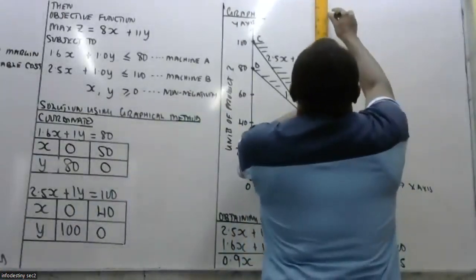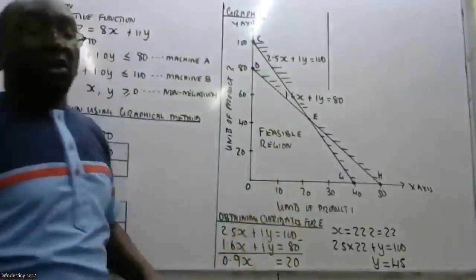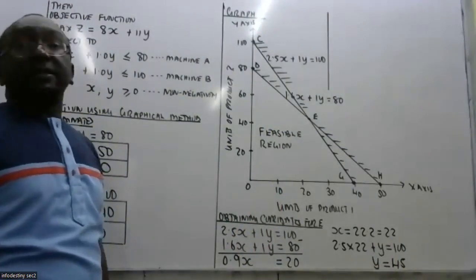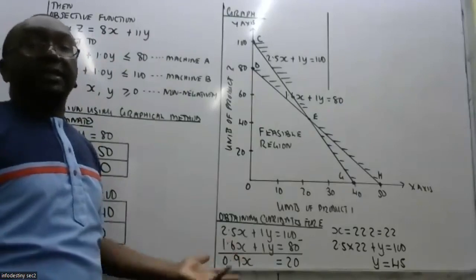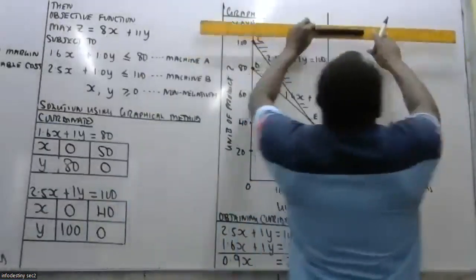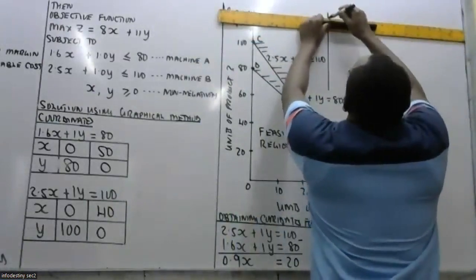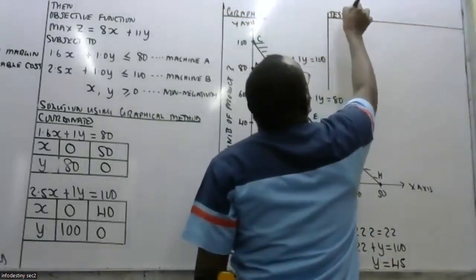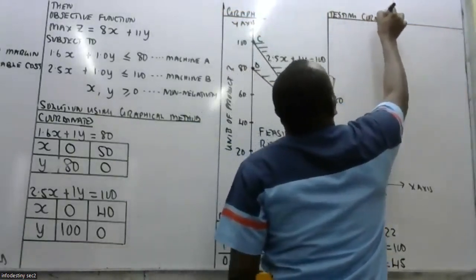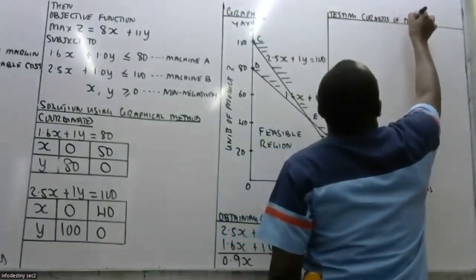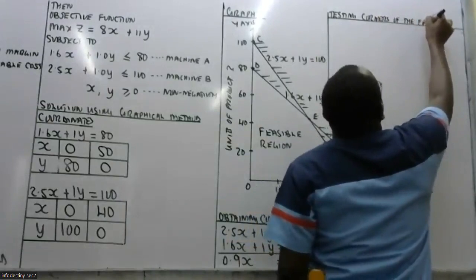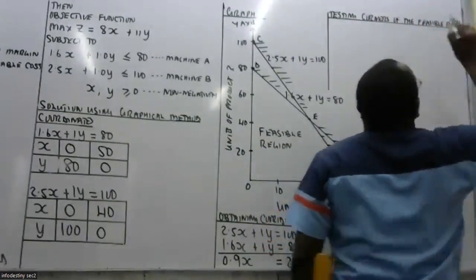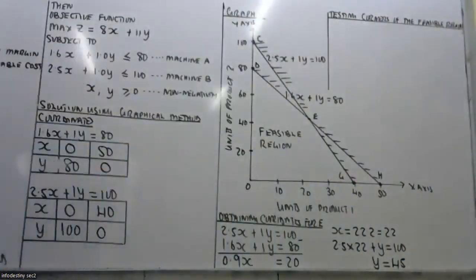So because we are not in a position to tell which of the corners is farthest, I told you to test each of these ones. So now we come here and say testing corners of the feasible region.